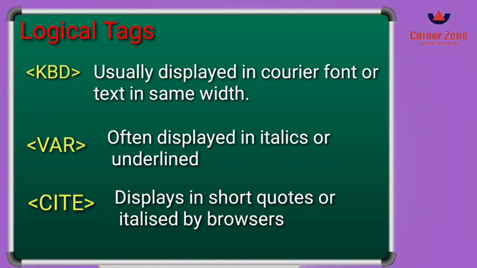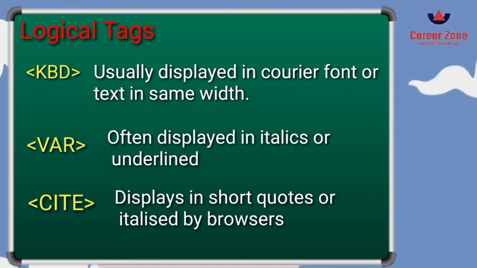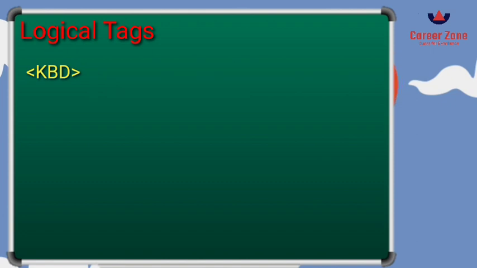The second last is the variable, VAR. It displays the text in italic or underlined form. Then it is CITE, which is also displayed in italic form by most browsers. So basically these are the logical tags.